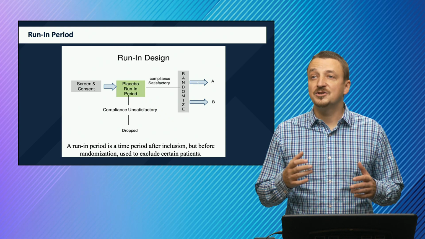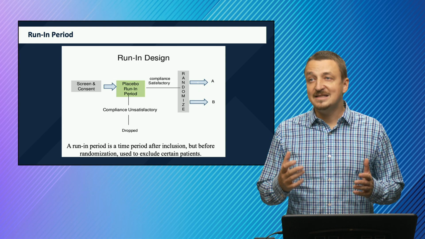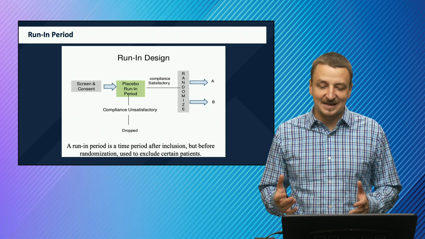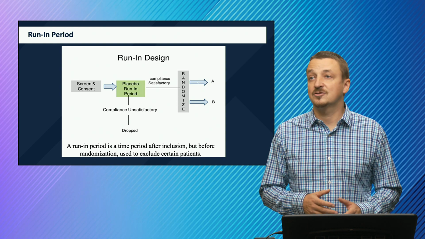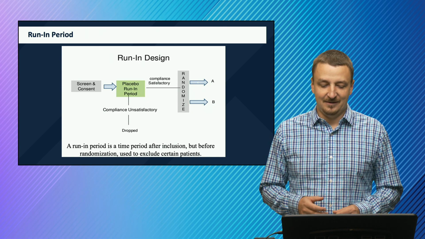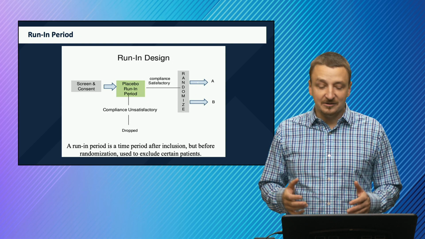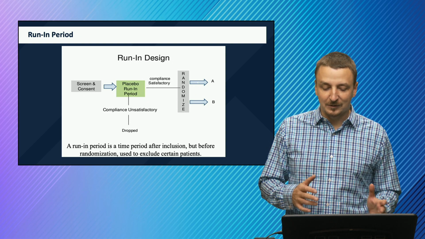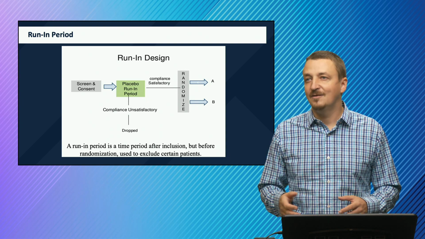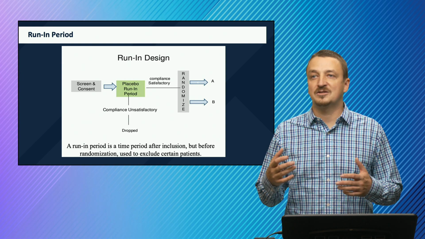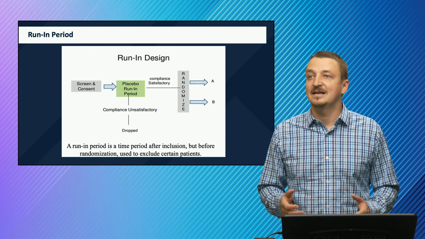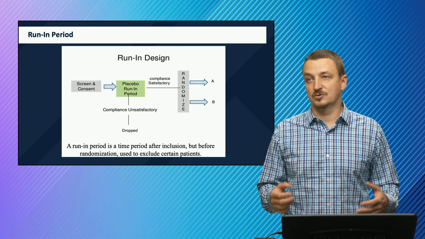What is the reason for introducing such a run-in period? This gives us a chance to, for example, exclude patients where we know compliance could be unsatisfactory, patients that drop out of the study. So it's a way to really increase the power of our study. To summarize, a run-in period is a time period after inclusion but before randomization, and it's used to exclude certain patients that we think would not be good for our study and would potentially decrease power, because they might not be compliant, they might have a huge placebo effect, or they would drop out.